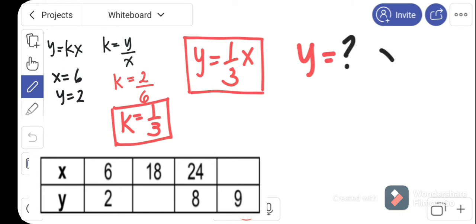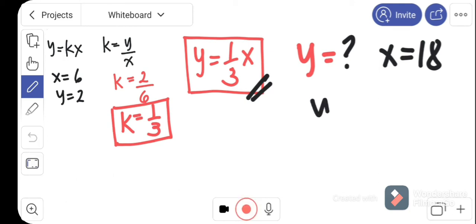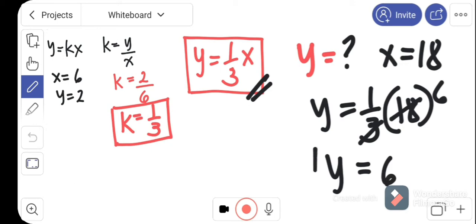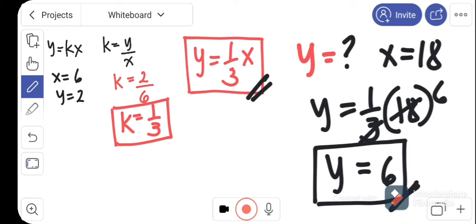For x is 18, how are we going to solve for this? We apply and use this equation. Y is unknown is equal to 1/3, which is your k, and the value of x, which is 18. Now, y is equal to 1/3 of 18. We can use cancellation. 18 divided by 3 is 6. 6 times 1 is 6. Now, for this, we have the value of y equals 6 when x is 18.